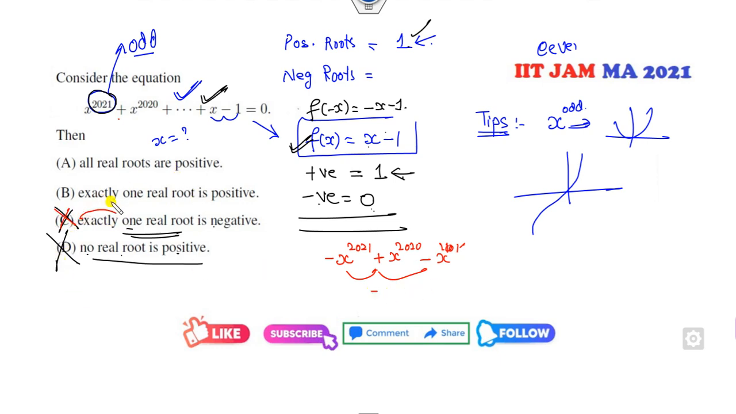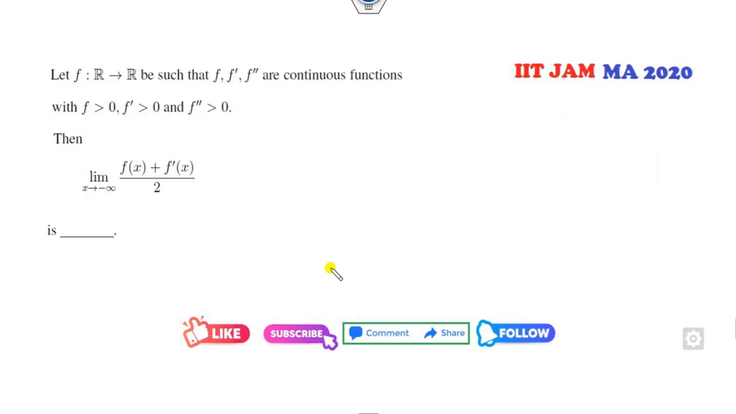So these two options I already discard. Exactly one real root is positive, you can see exactly one real root is positive, all the real roots are positive, and you can see from here it is simple. So A and B are the correct answers of this problem. Okay, look at this another one.